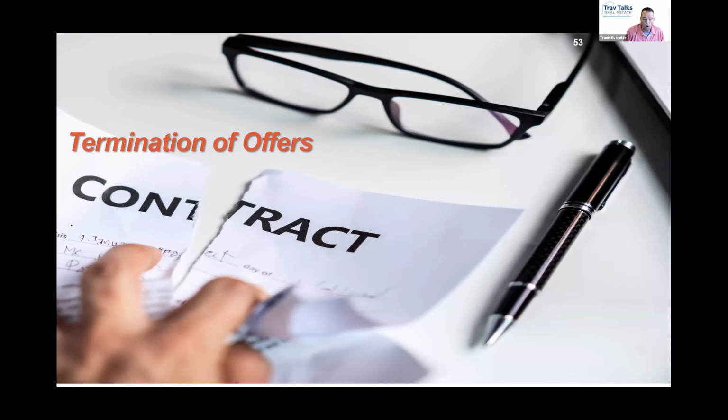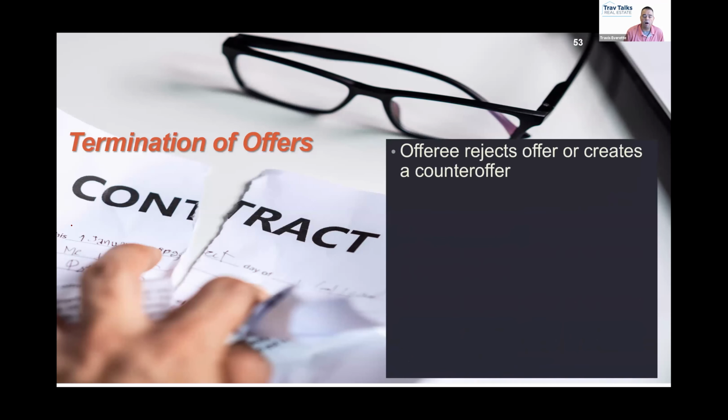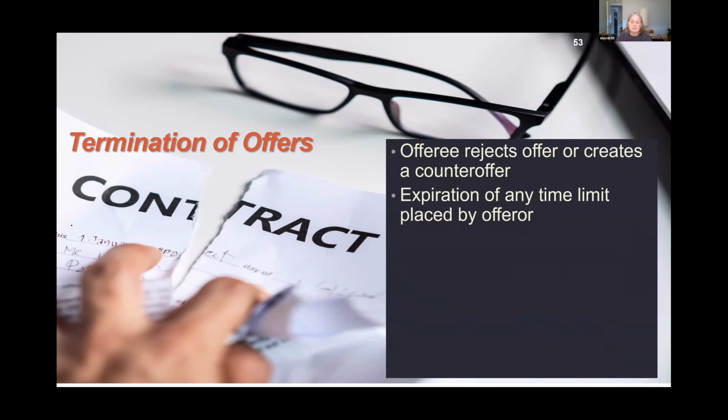So how do offers get terminated? Well, offers can be terminated in a number of ways. If the offeree rejects the offer or they create a counter offer, both of those would terminate the offer. Also, any time limit that the offeror has placed on it. You might see this on a test, but it certainly happens in the real world. Could an offeror, like a buyer, for example, say my offer is valid until Saturday at 6 p.m.? Yes. And if the offer hasn't been acted on by Saturday at 6 p.m., it would automatically terminate at that point in time. That's the advantage of placing a time limit on an offer.